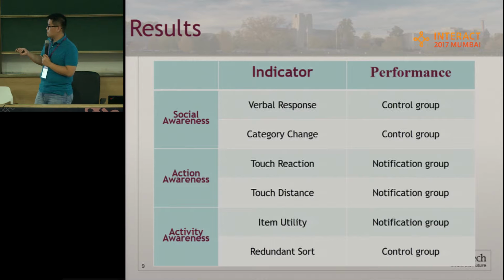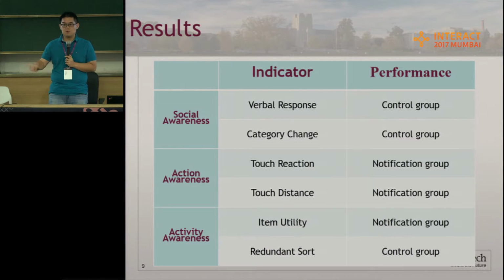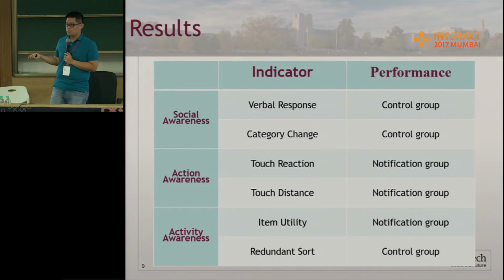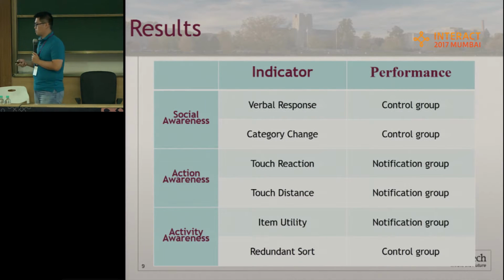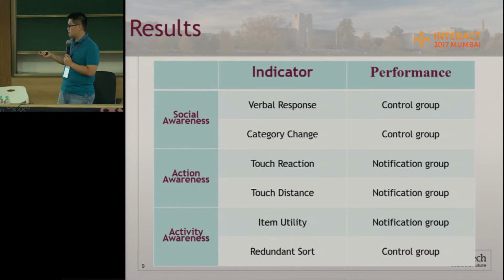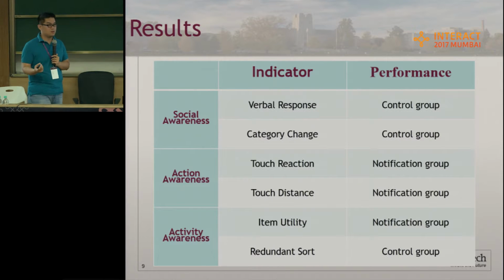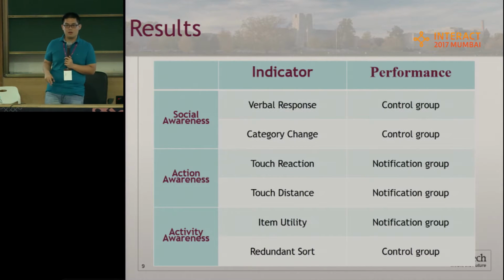The notification group performs more touch reactions. When they see it, they tend to touch it, move it somewhere, and try to categorize it. The notification group is also interrupted more by the notifications. They move a much longer distance on the display than the non-notification group. For atom utility, the notification group has higher utility. They touch the unsorted cards more than the control group. And the control group has a lot more redundant sorts, so they have low awareness of others' activity, and they always sort the cards to the same category.